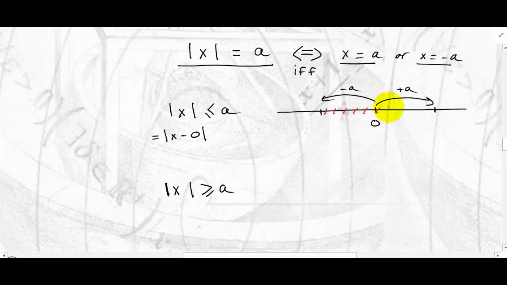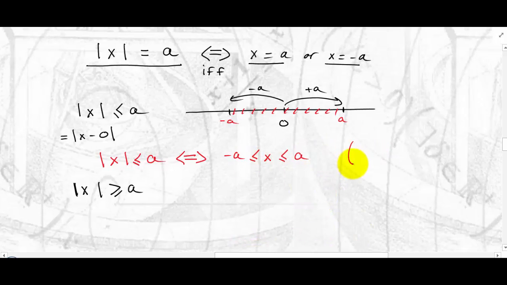So x can be anywhere there. What do I find if I move a up from 0? I find a. And if I move a down, I find the opposite of a. So this inequality right here, x smaller than or equal to a, is the same thing as x between negative a and a. Okay? This is a double inequality.